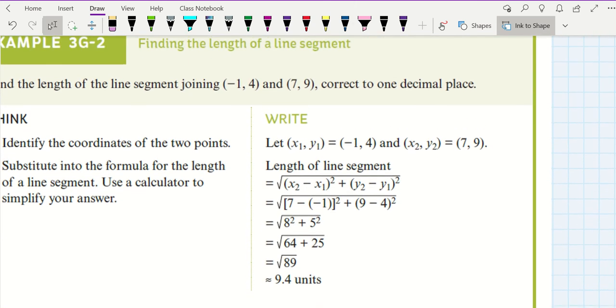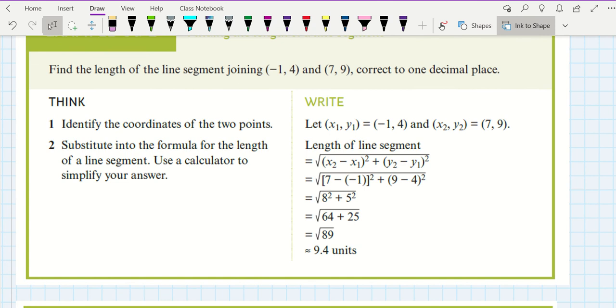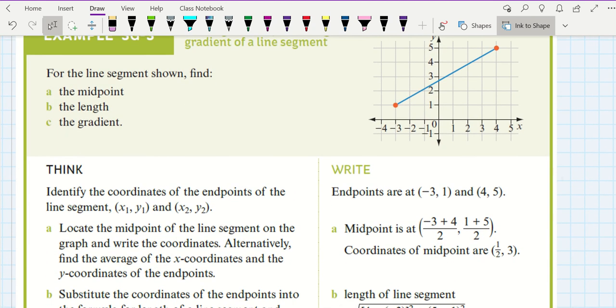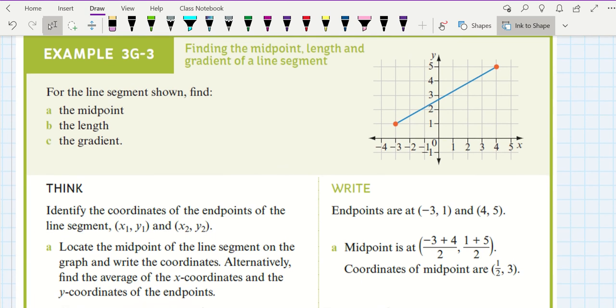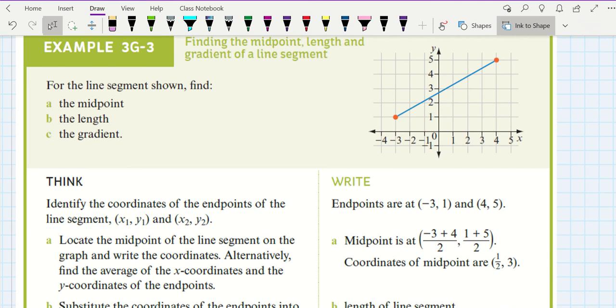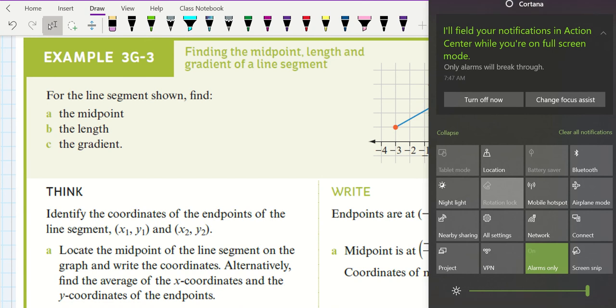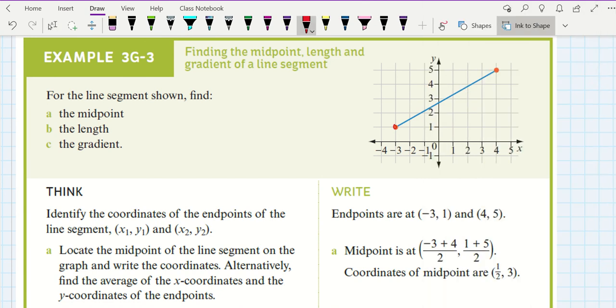Finding the length of the line segment, well, we just did that. For the line segment shown, we could do the midpoint. That's just like I showed you, find the coordinates and take the average of them, and then find the gradient. Remember, gradient is just rise over run. I want to find nice points where they cross the line. Well, that's going to be a nice point. None of these are crossing until we get to there. So there to there.